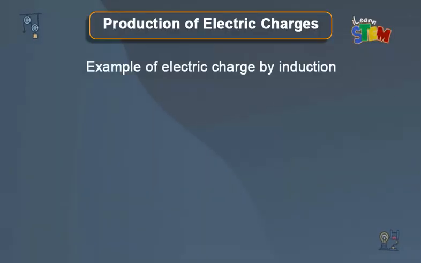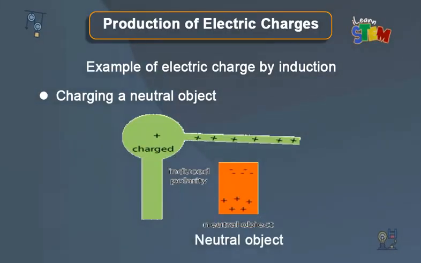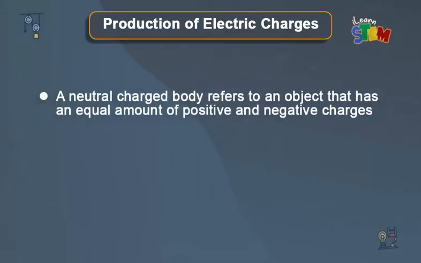An example is charging a neutral object. When a positively charged rod is brought close to a neutral object, electrons in the object are repelled away from the rod. This leaves the side of the object closest to the rod negatively charged and the far side positively charged. This example illustrates how induction can effectively transfer charge without direct contact. Note: a neutral charged body refers to an object that has an equal amount of positive and negative charges.